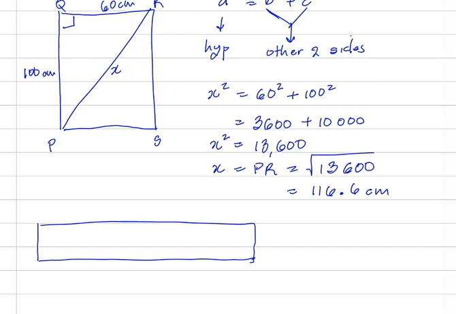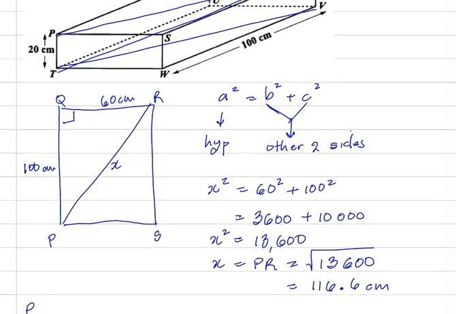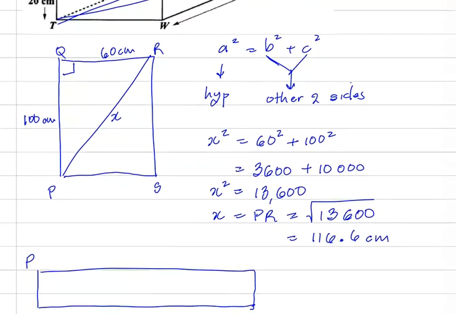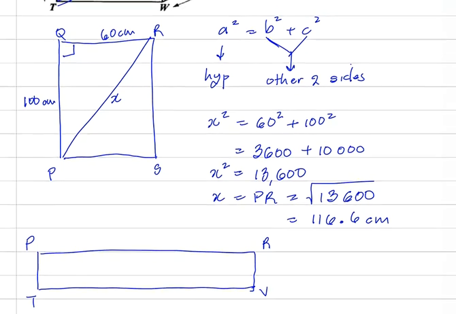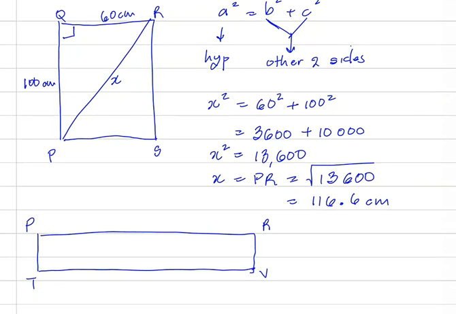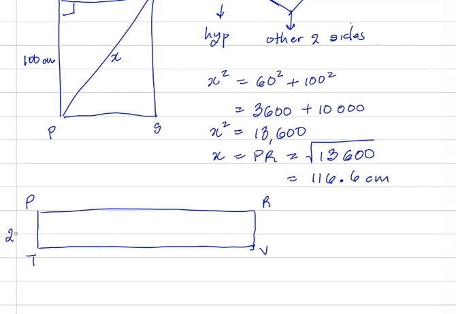All right, so this is P, R, V, and T. PT, I believe, is 20 centimeters, so we can put that in. This is 20 centimeters. I think we got PR to be 116.6 centimeters. And we're now asked to calculate the length RT.